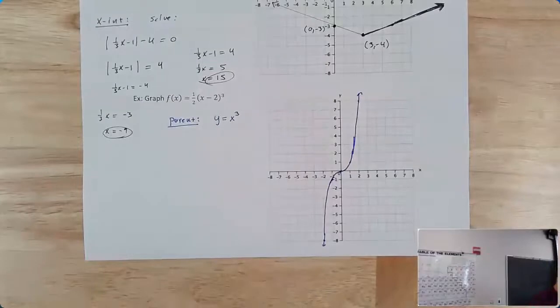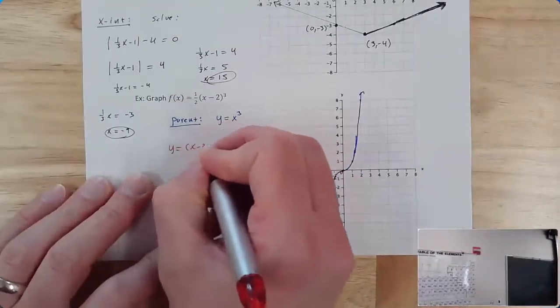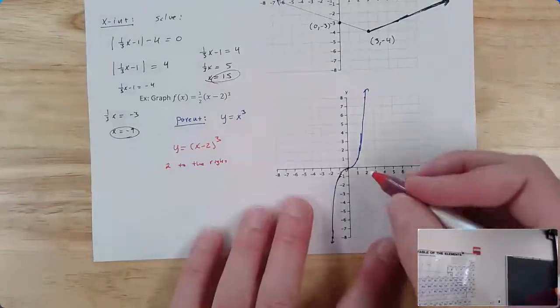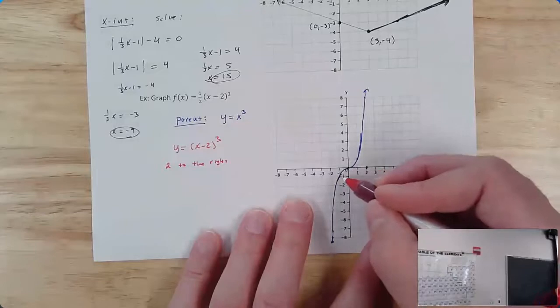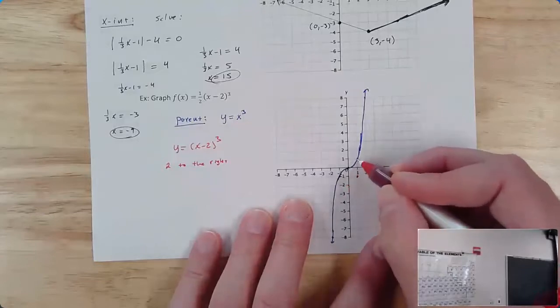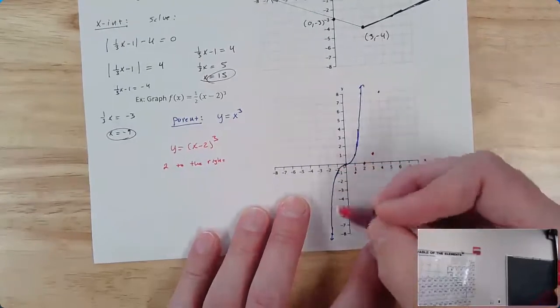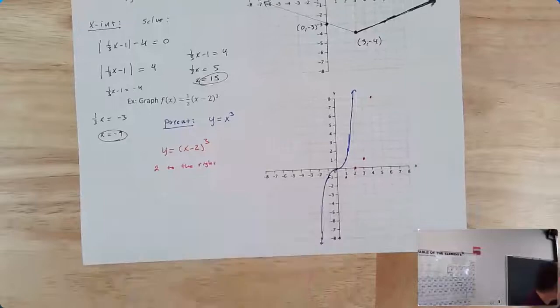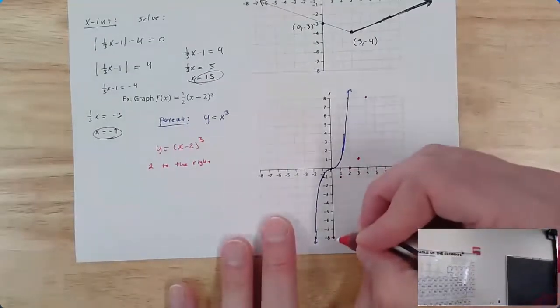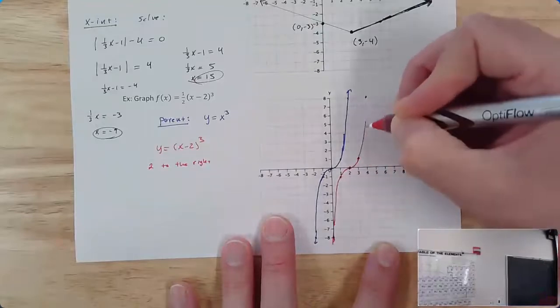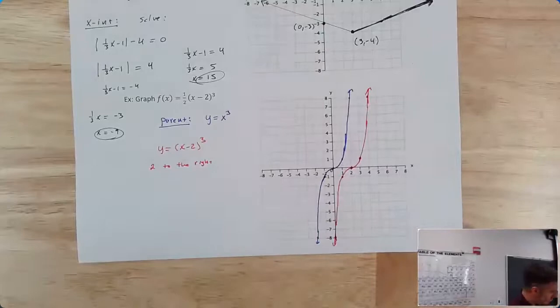Okay, so (x minus 2) cubed is going to shift it 2 to the right. That's not so bad. I'm just moving everything 2 to the right. So instead of (0, 0), I get (2, 0). Instead of (-1, -1), I get (1, -1). Instead of (1, 1), I get (3, 1). Instead of (2, 8), I get (4, 8). Instead of (-2, -8), I get (0, -8). So there's my same 5 points, all moved over 2 to the right. We'll do our best to graph this one. Good, I do say so myself. It really looks like you've just pushed the whole graph over 2 to the right.